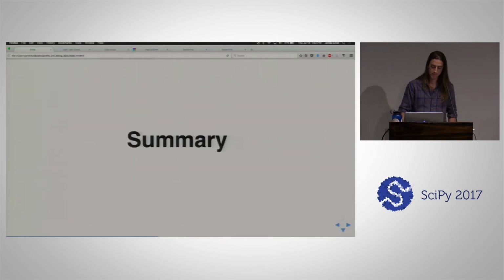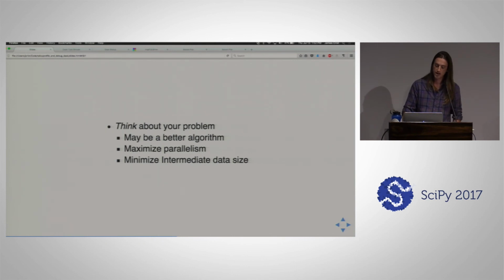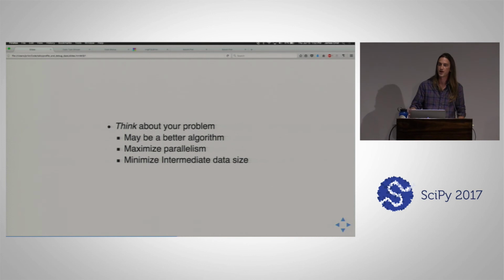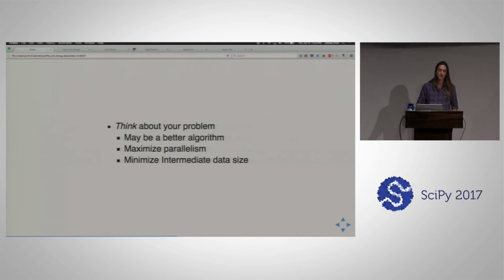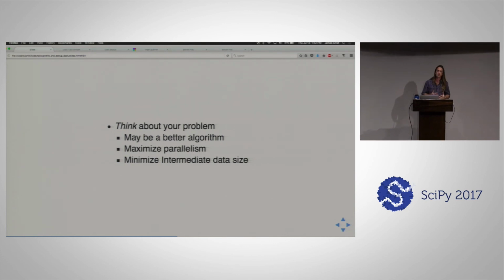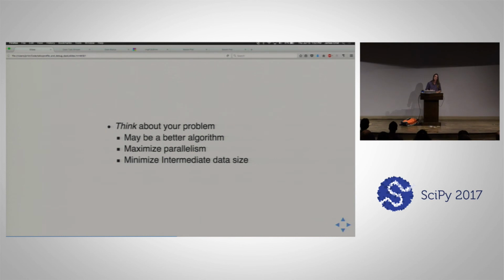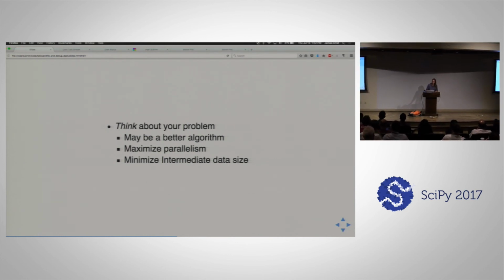So, summary. Think about your problem. There may be a better algorithm. We started off by reading everything in from disk, but by rewriting our code, we were able to load things incrementally. You want to maximize parallelism, so you want to give Dask as many opportunities to do things in parallel as possible, and you want to minimize the intermediate data size. You don't want to be serializing large objects between workers.